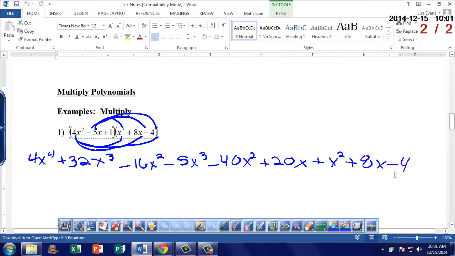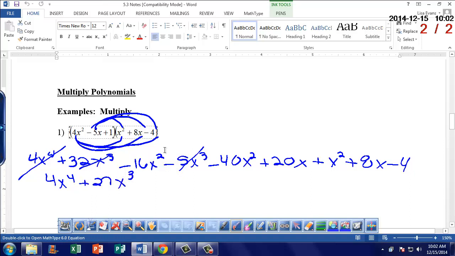Now, this is what I like to do to kind of keep it straight. I look for the biggest exponent, which is a 4th. I see if there's any other 4ths. There's not, so I go ahead and write that down. Now I'm going to combine my cubes. So I have 32x cubed minus 5x cubed, no other x cubes, so that's 27x cubed.